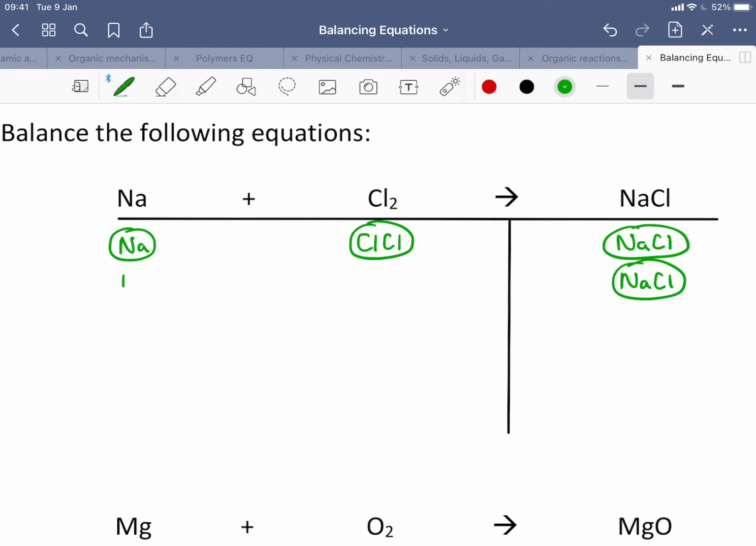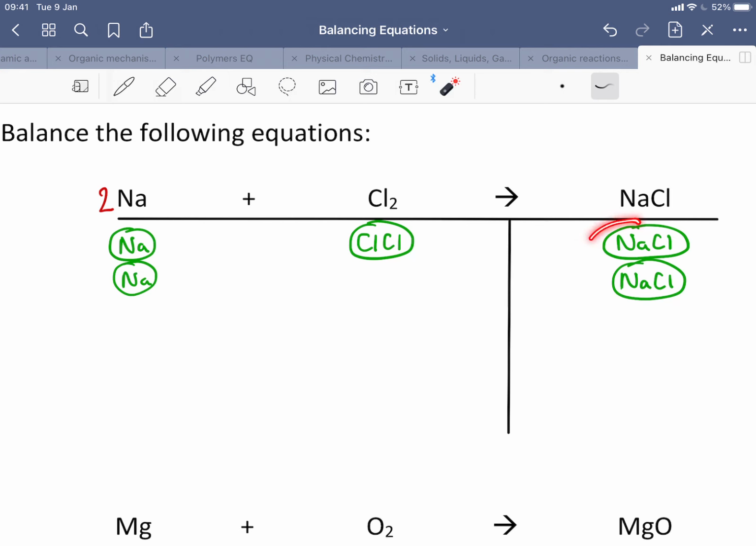So all I can do is to put another sodium on the left. I do my check. I've got 2 sodiums, I've got 2 sodiums. I've got 2 chlorines, I've got 2 chlorines. So now I've got the same number of each element on both sides. And then I count my number of bubbles up. If it's more than 1, I put that number before the formula in the original equation. So I have 2 sodiums, so I'm going to put a 2 in front of the Na. I still only have 1 bubble underneath my chlorine, so I don't need to put any number there.